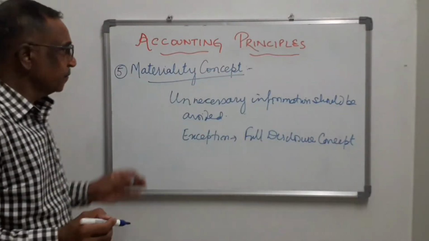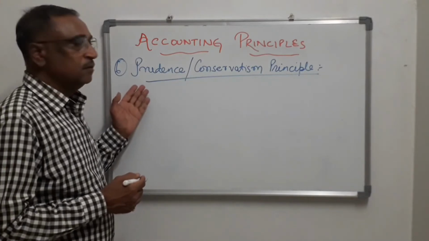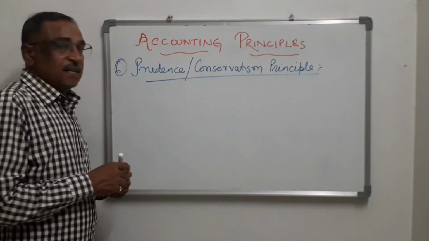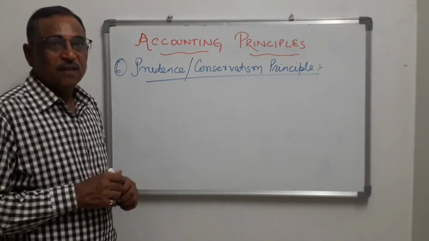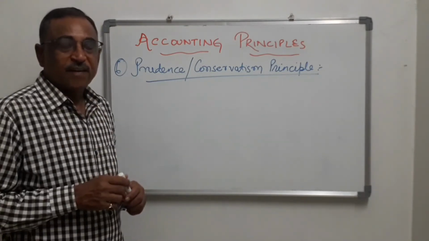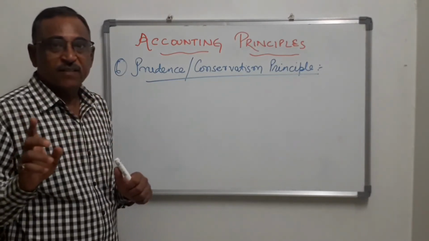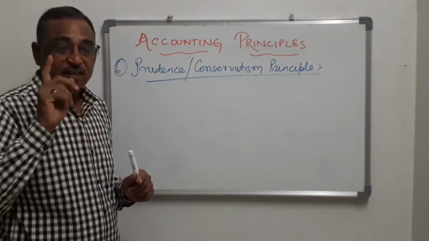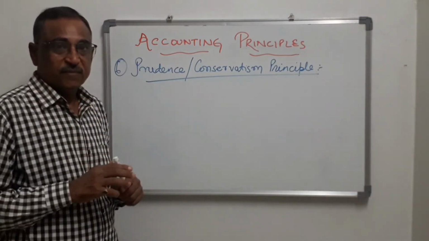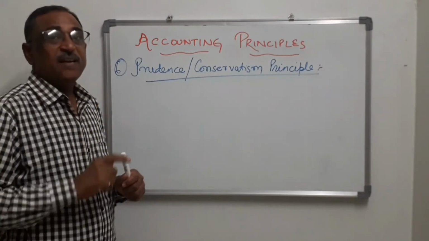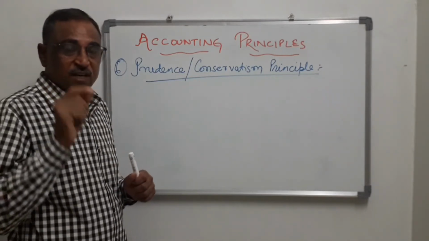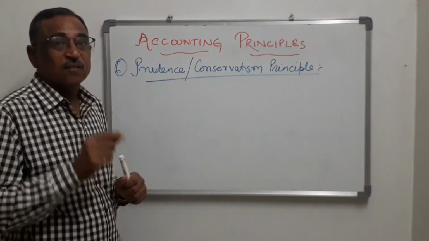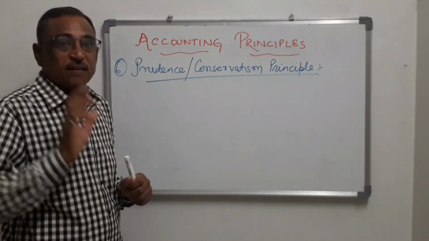Okay, we move on to the prudence or conservatism principle. According to this principle, the business has to anticipate all the losses but not the profits. Profits will be taken into account only and only when these are received, when these are materialized. But if there is a chance of getting a loss, we have to take that loss into account before it actually happens.